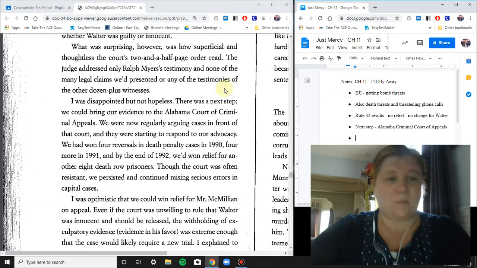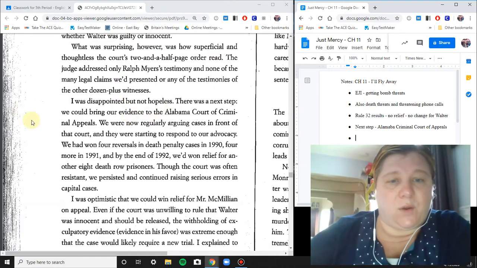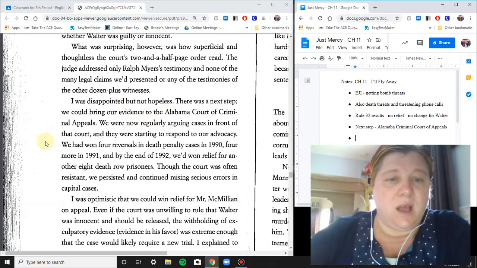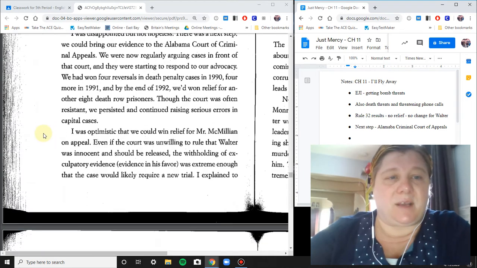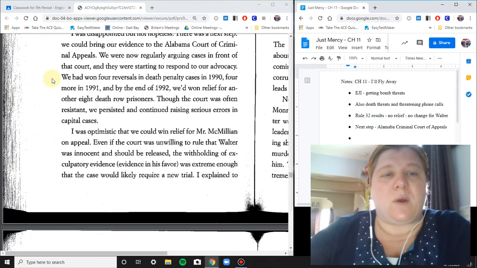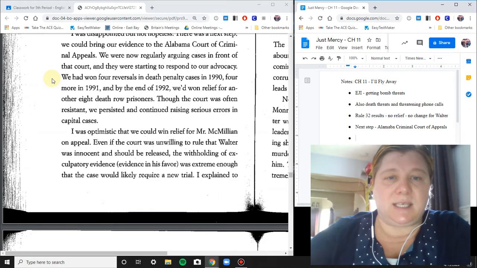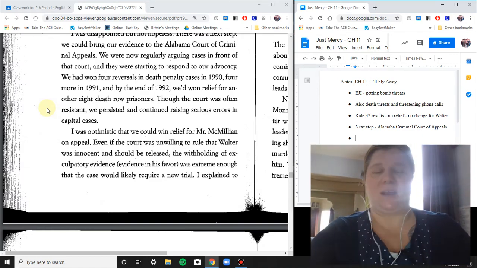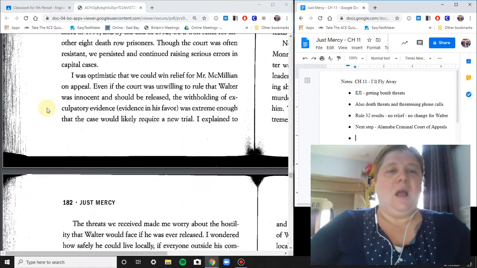We were now regularly arguing cases in front of that court, and they were starting to respond to our advocacy. We had won 4 reversals in death penalty cases in 1990, 4 more in 91, and by the end of 92, we'd won relief for another 8 death row prisoners. Though the court was often resistant, we persisted and continued raising serious errors in capital cases.